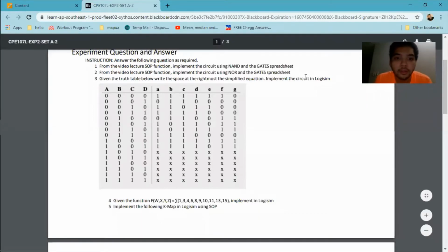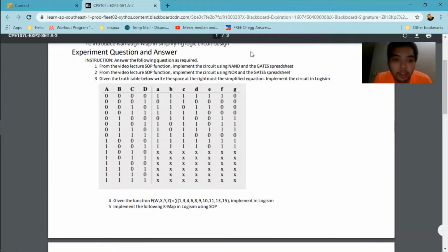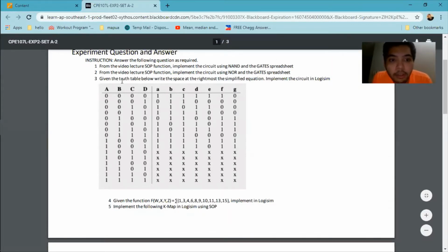Good day. So now I'm going to answer questions 3, 4, and 5. For number 3, given the truth table below, write the simplest equation for the rightmost output and implement the circuit in Logisim.